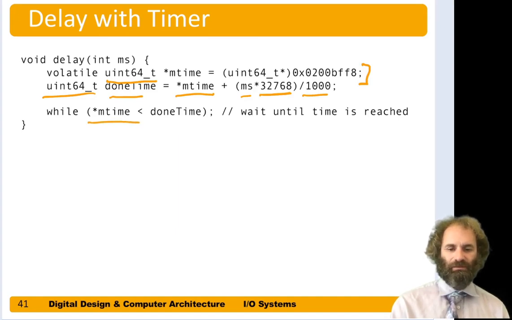Then we can do a loop and keep reading the current time, and as long as it's less than done_time, then we wait. Once we get up to done_time, then the timer's finished.